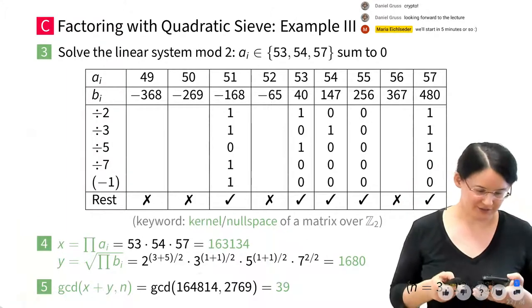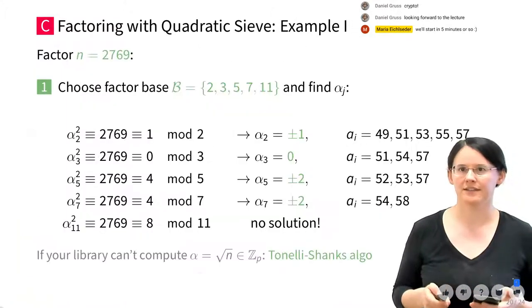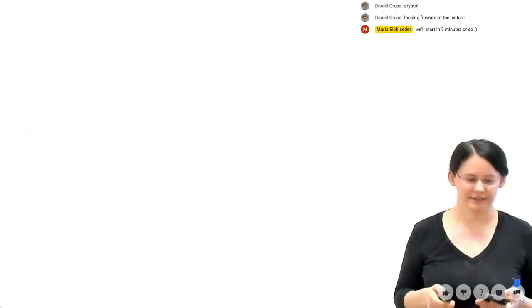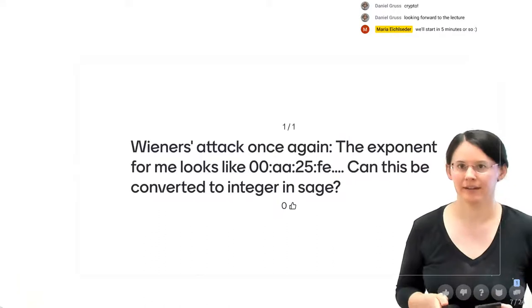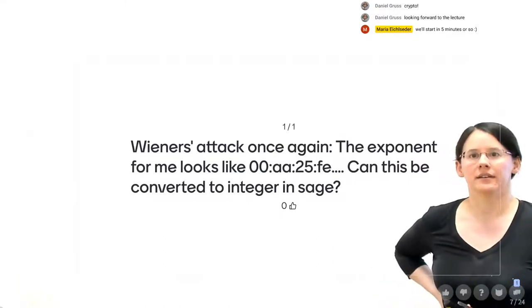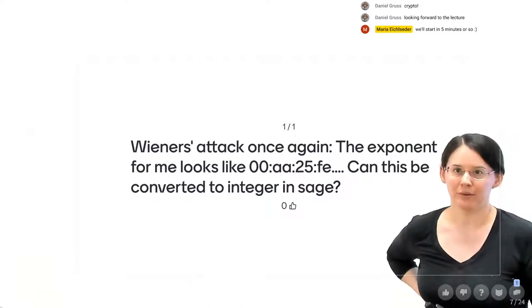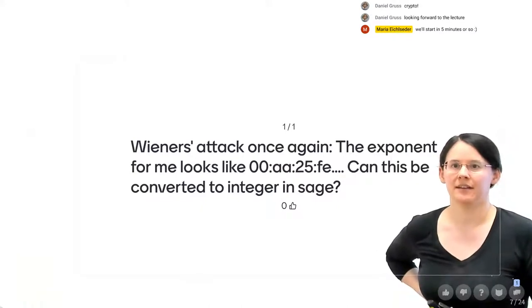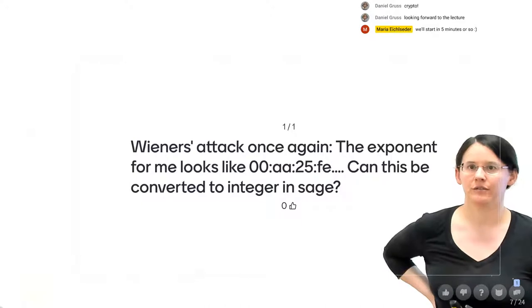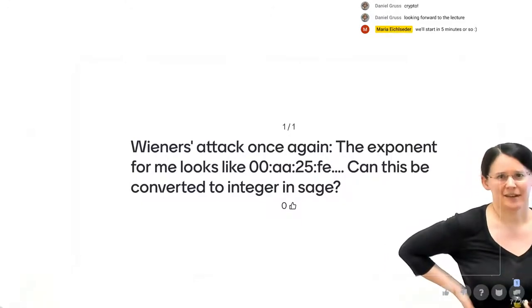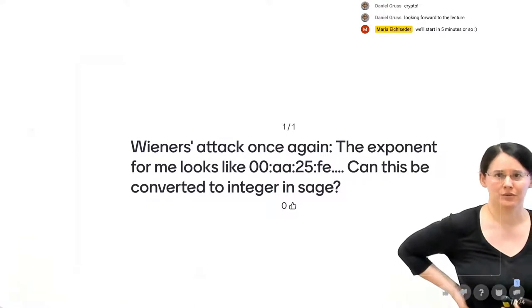Okay, let's have a look at the question. There's one more for the first task. Let's go back. Here, Venus attack. And the question is the following. So you get an exponent in a certain format, which is simply given as the bytes. Can this be converted to integer in Sage? Yes, it can be. There are many ways of how to do this.